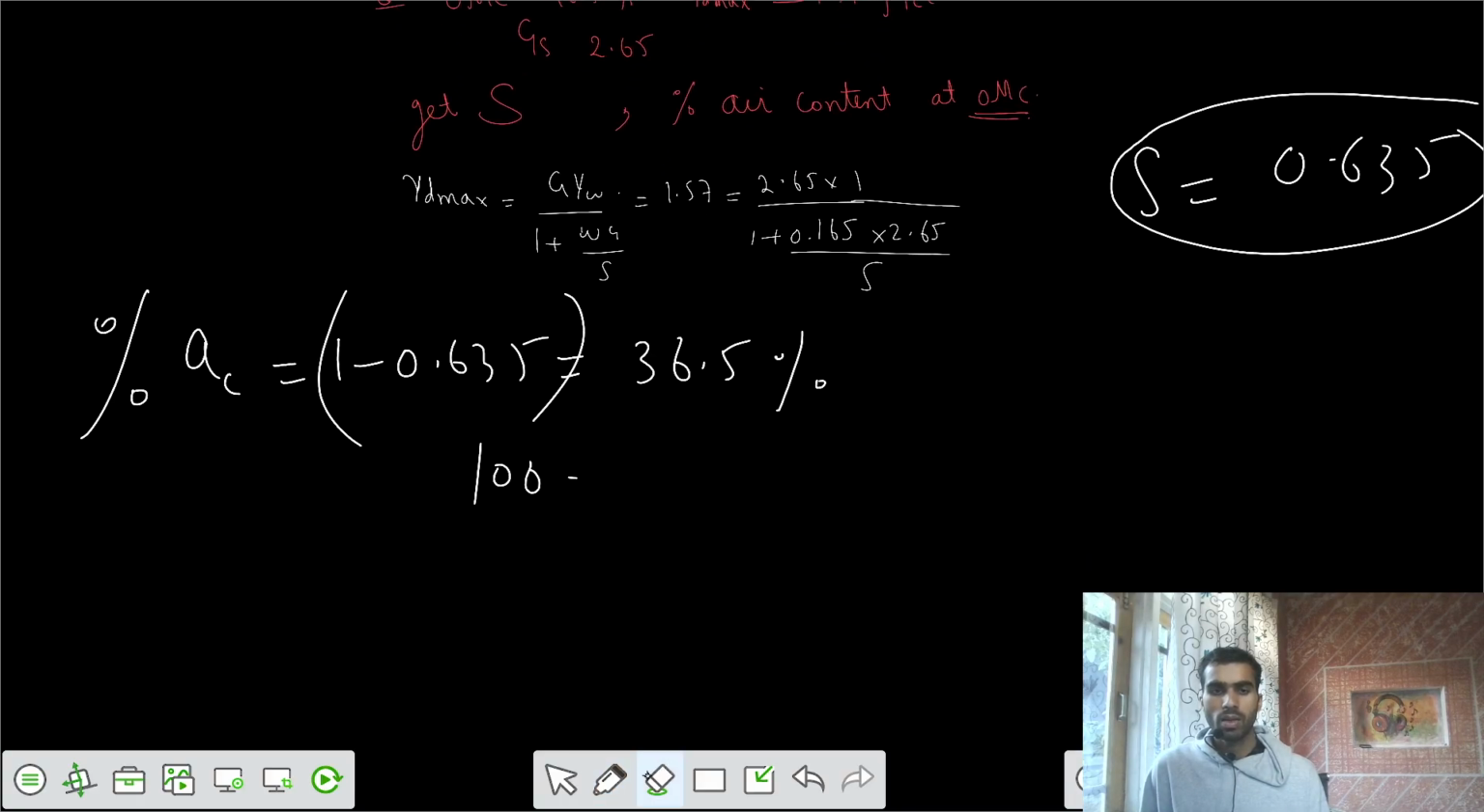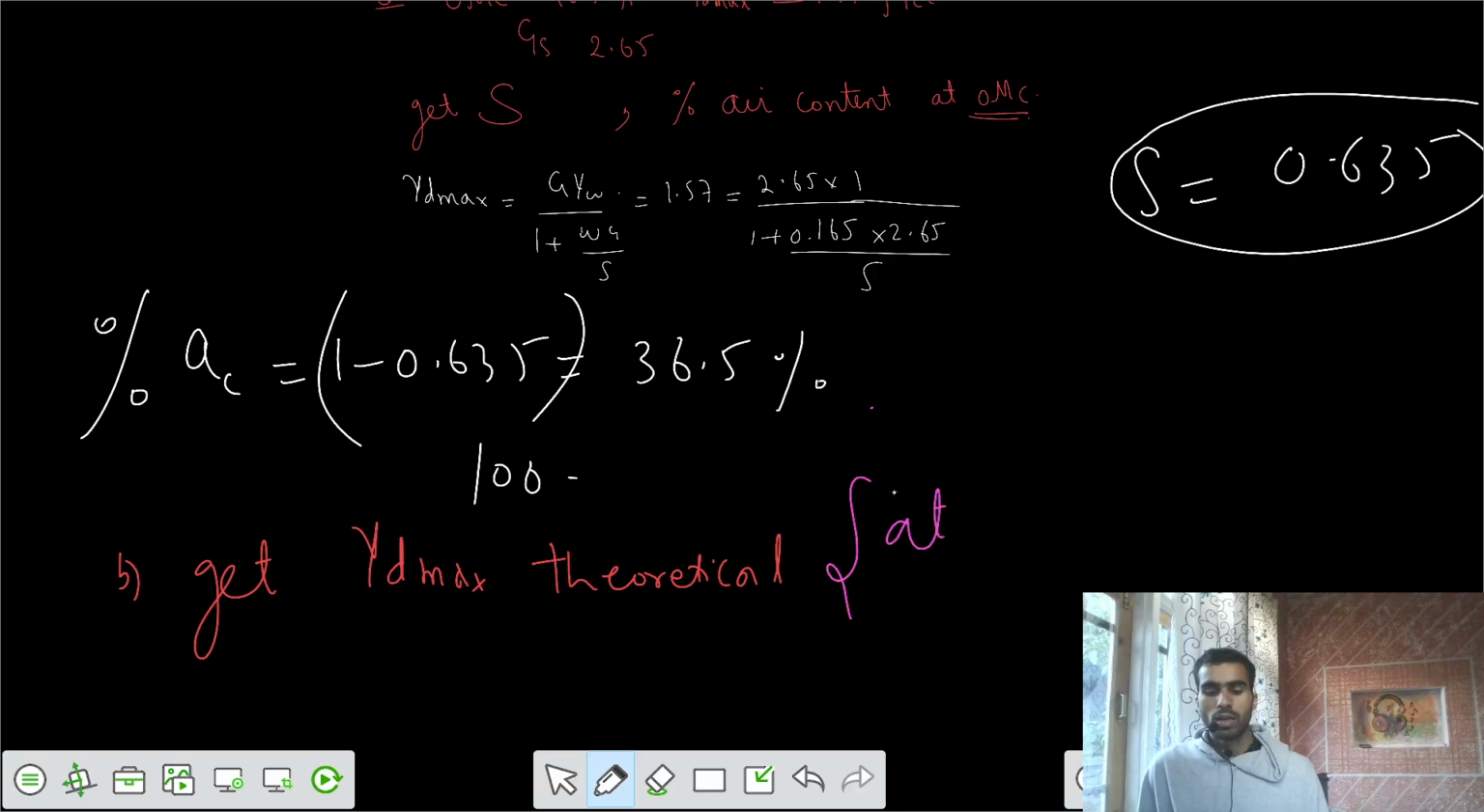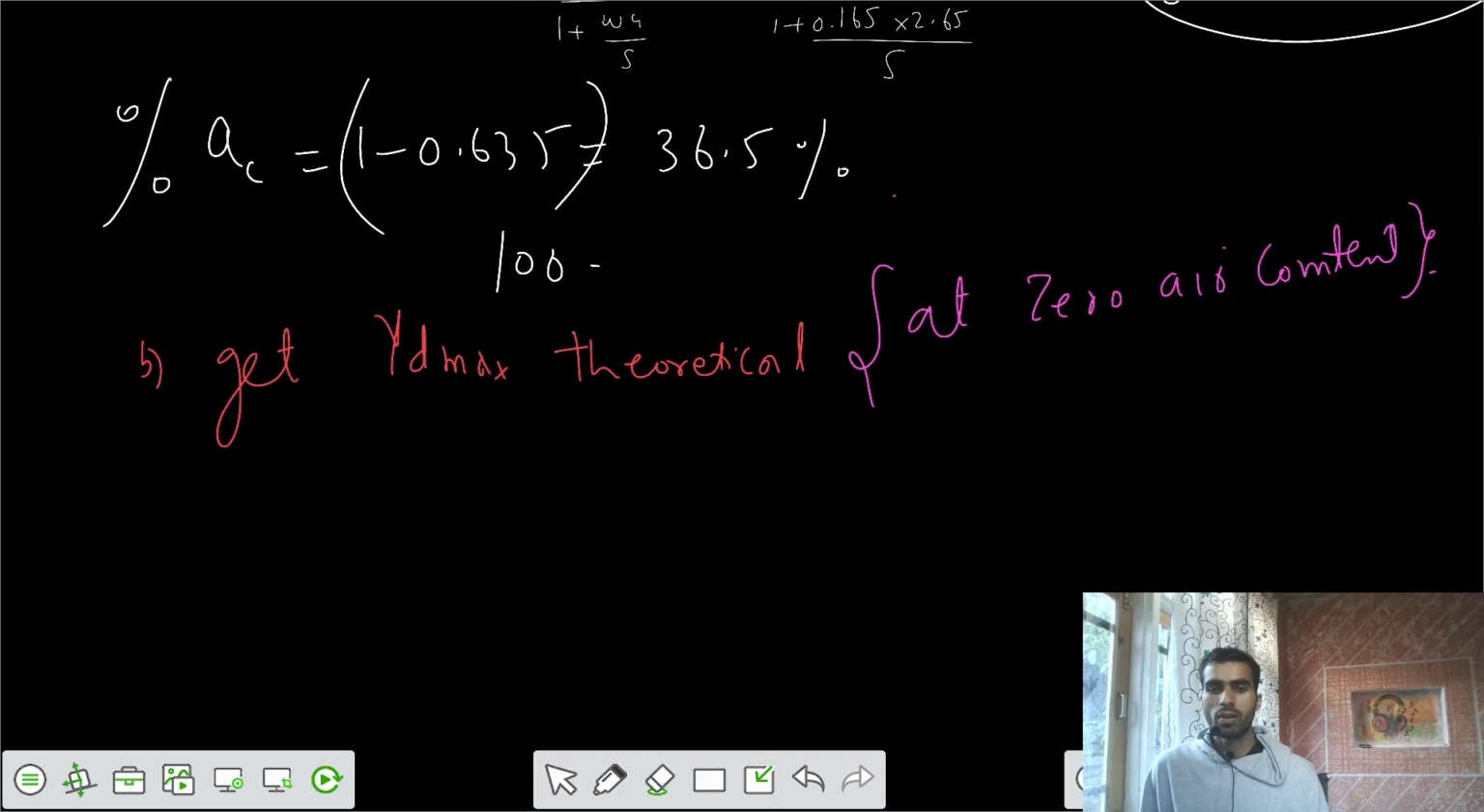Let's go to the second part of the problem. The second part of the problem is to get the value of gamma D max, but that should be theoretical. It's all about that optimum, that value of zero air content. That means the volume of air should be zero. That's why we write it as theoretical. At that value, we always get the maximum value of gamma D.